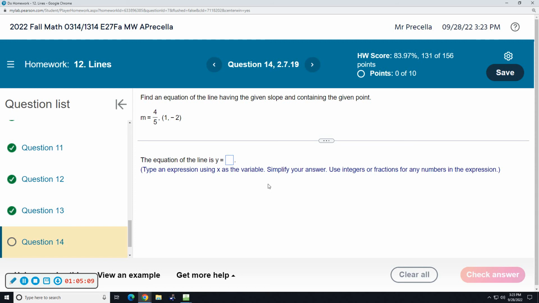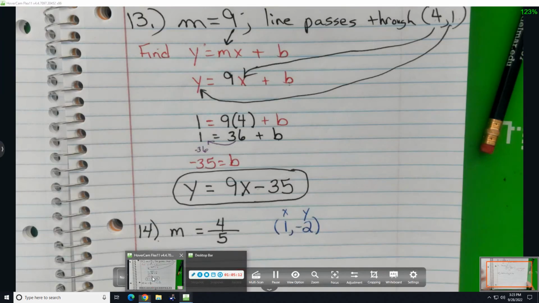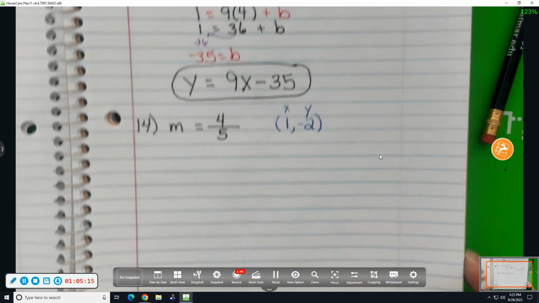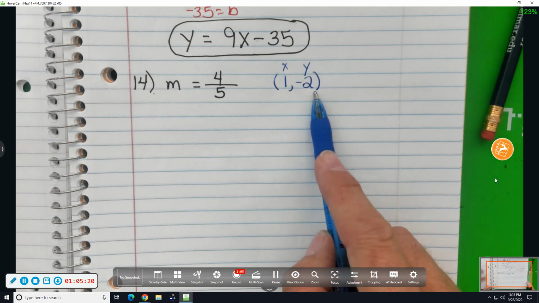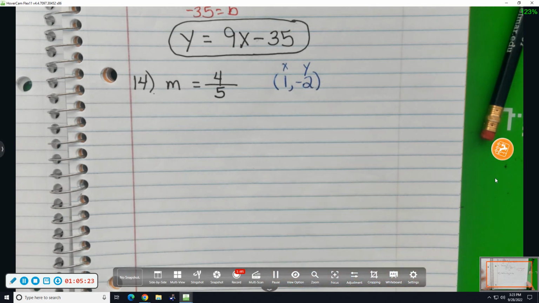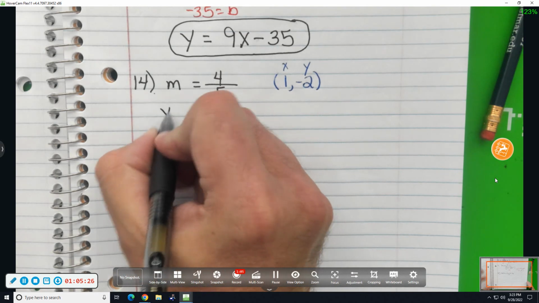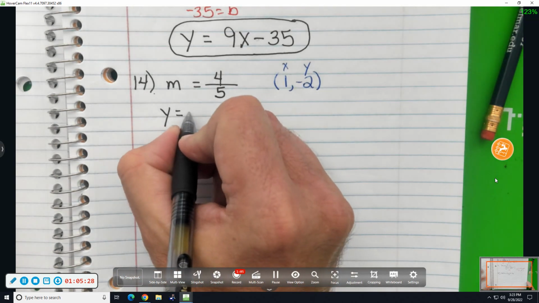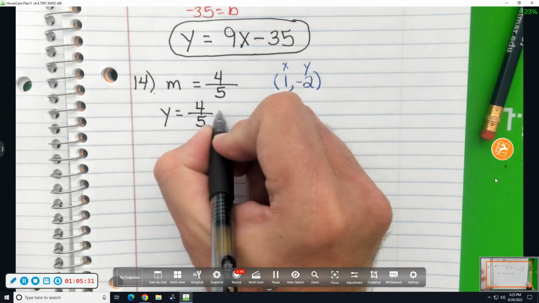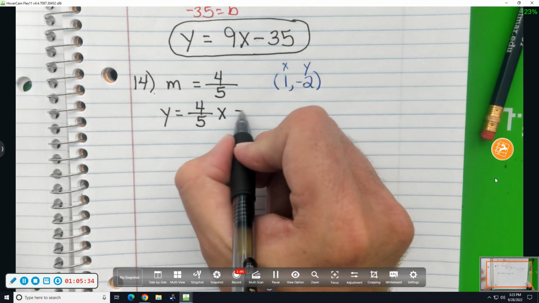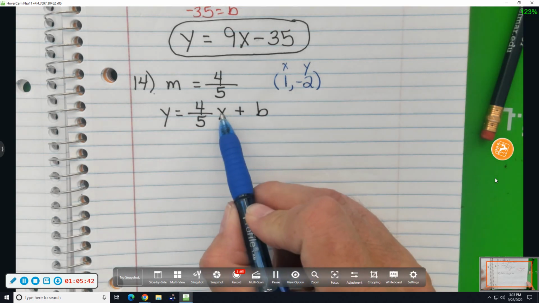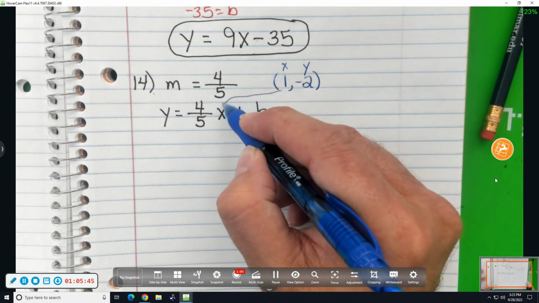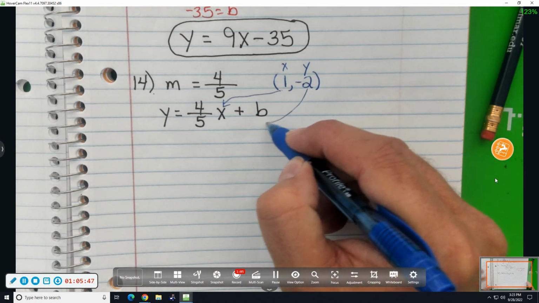Oh, kind of sweet. Okay, so now, move it up. So M is 4 over 5. The 1, negative 2 is my x, y. So we want to find y equals mx plus b. We know the m is 4 over 5, and we need to find b. The way we do that is by plugging a 1 in for x and a negative 2 for y.